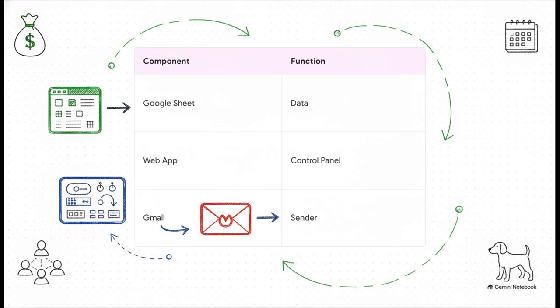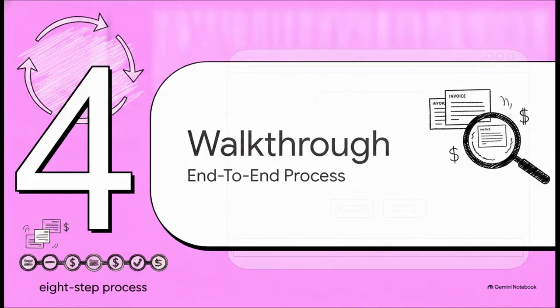And third is your Gmail, which acts as the sender. To your clients, it just looks like a normal email coming directly from you, and the records are safely stored right in your own sent folder. This means your customer data literally never leaves your Google account. And because your entire AR team can log into this single web app, everyone is working from one shared picture. No more parallel trackers. All right, now for the most important part of this explainer, segment 4, our end-to-end walkthrough.